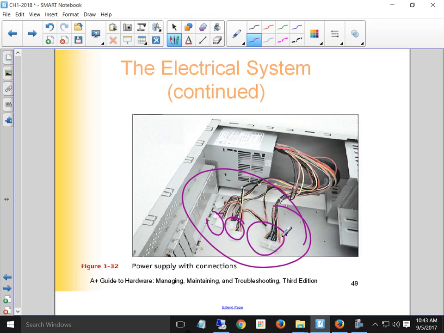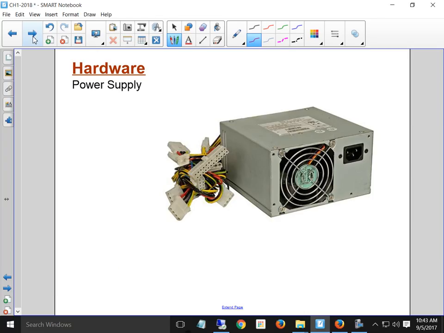We'll learn about that in chapter 3 as well. We'll learn about what all these different plugs do and what they all plug into. That's part of chapter 3. You just need to know that they have to have power. Everything connected to the computer gets powered just like it's connected to the motherboard. This is the motherboard plug right here. Some things get powered directly from the motherboard.